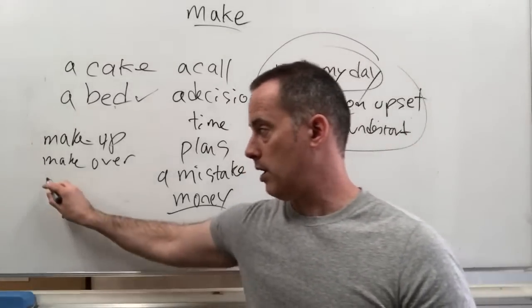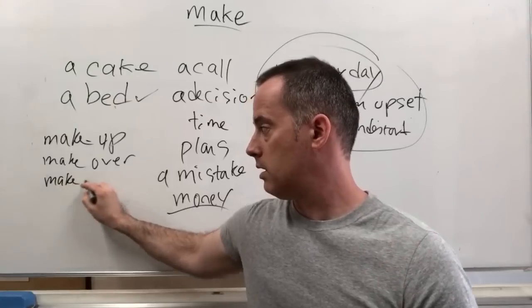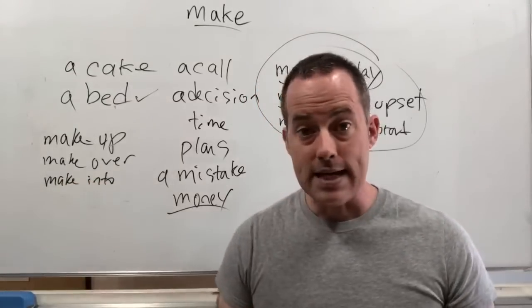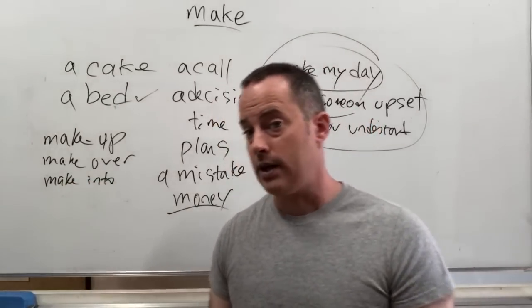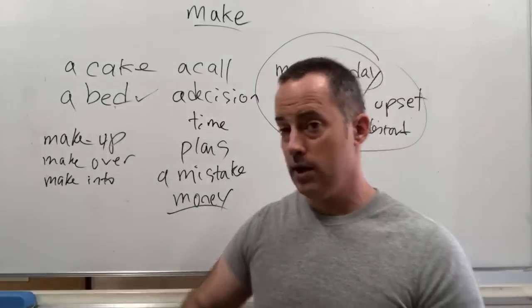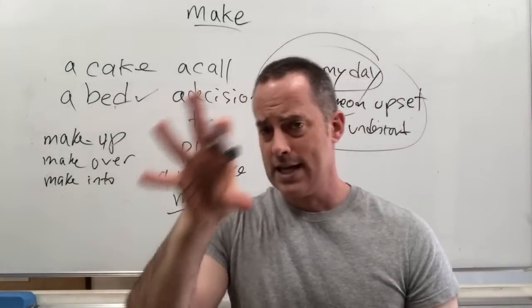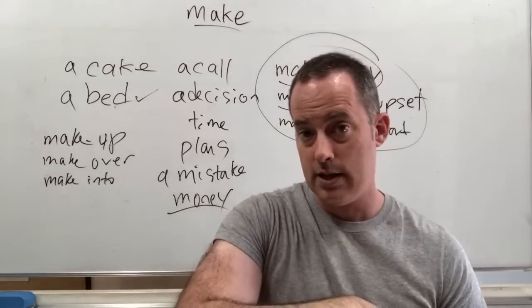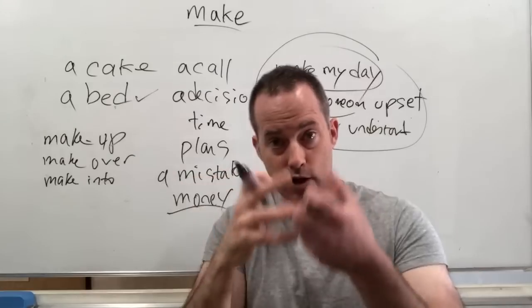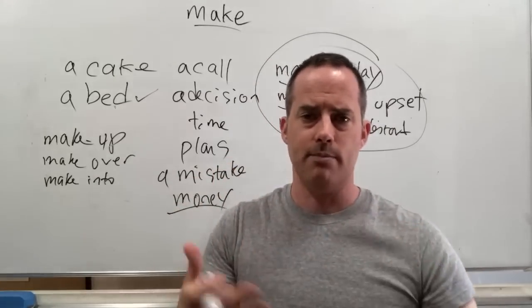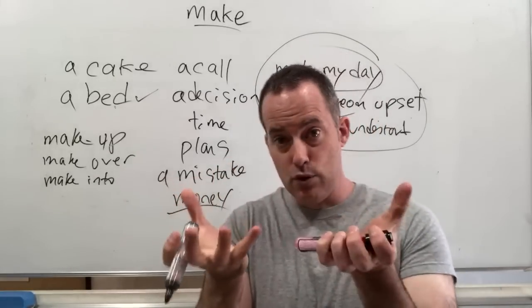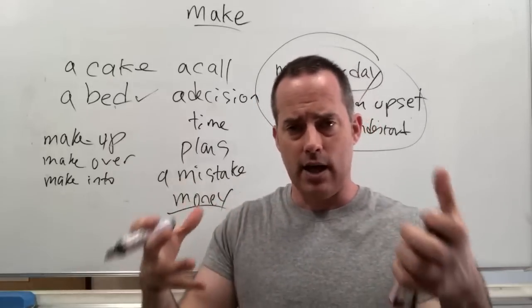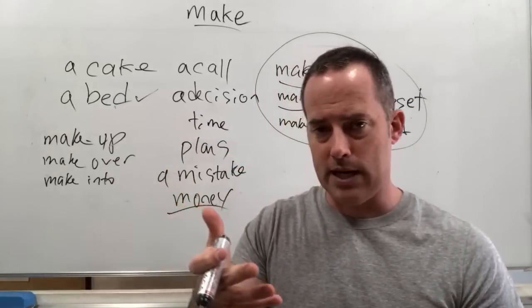All right. We also have make into. Now, this is a very, very common and very useful phrasal verb where we want to turn something into something else. So we want to change something in some way. So remember, make, it could be creation, it could be transforming something, just like food, we've got different ingredients and we combine them to make something new.